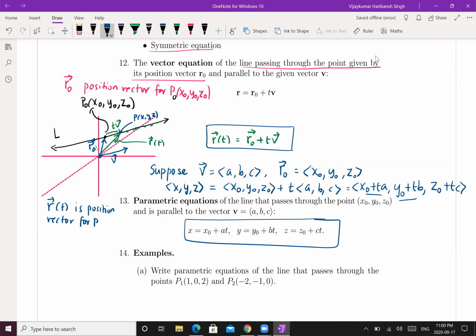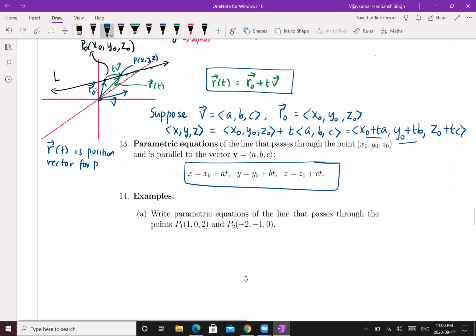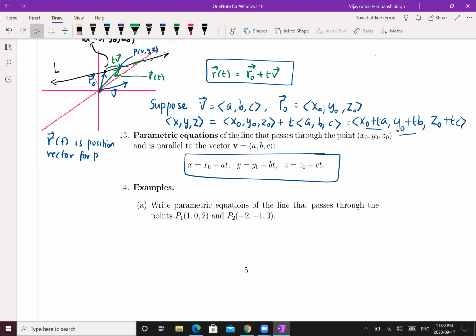So let's do the following problem. Write down the parametric equation of the line that passes through P1 and P2. Not only the parametric equation, let's say the vector equation and the parametric equation.